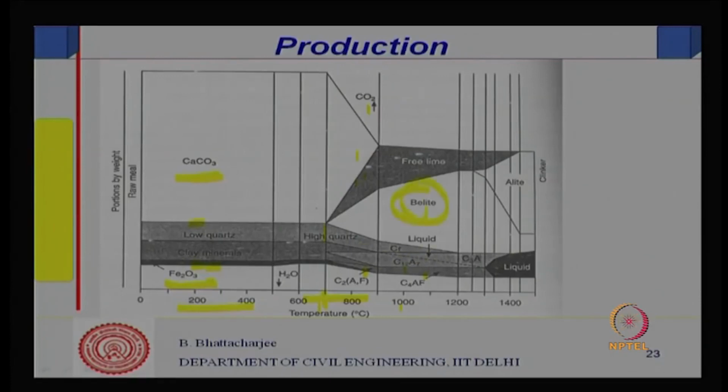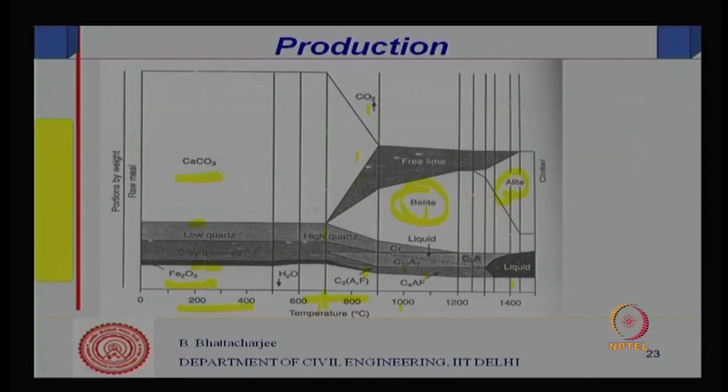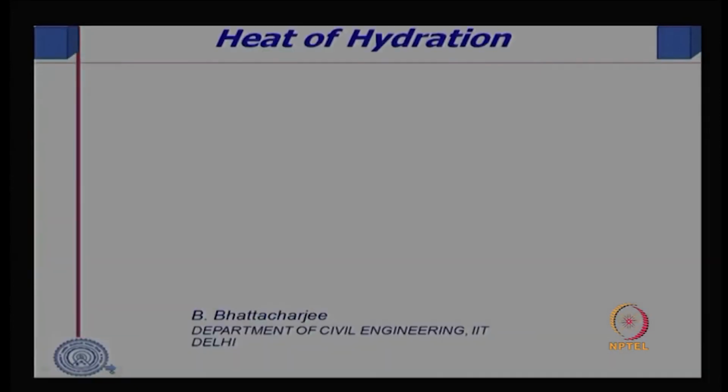Belite forms here, and alite finally forms around 1400 degrees centigrade, which we showed earlier also, that at about 1400 degrees centigrade C3S is formed, that is, alite is formed. Belite forms earlier, and C4AF forms much earlier at around 700, 800 degrees centigrade. So, this is the production and composition of cement.